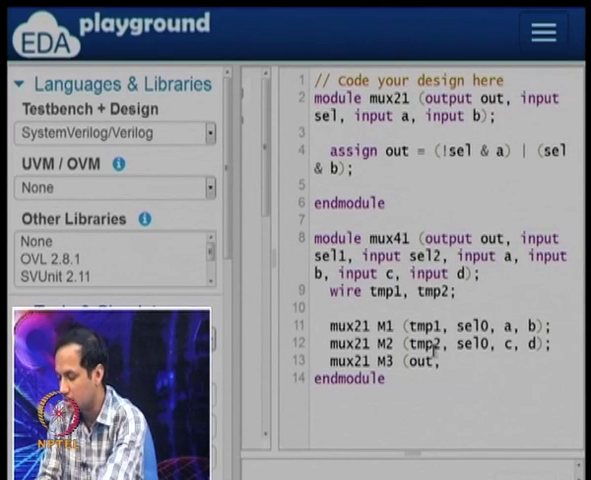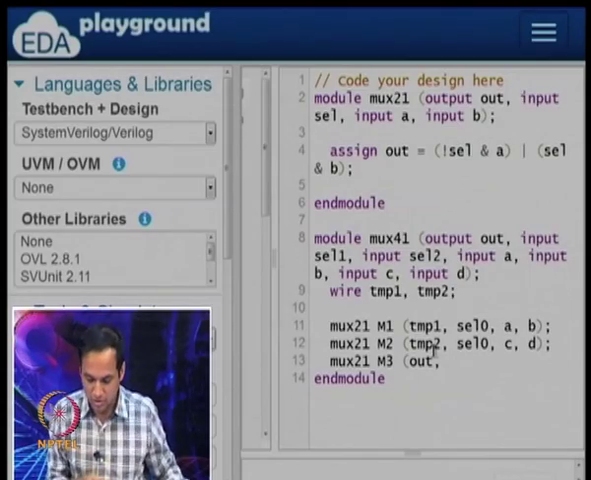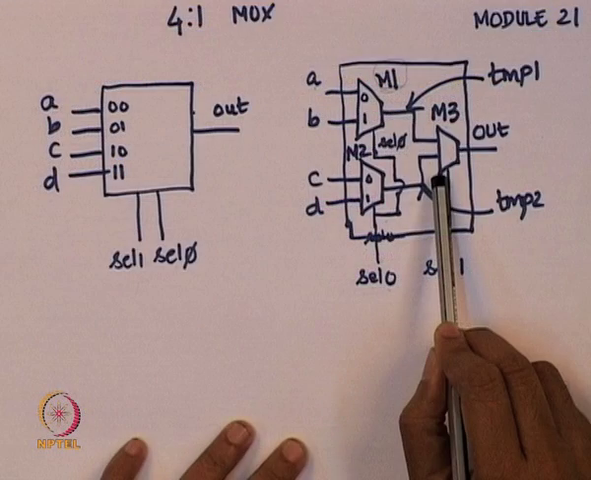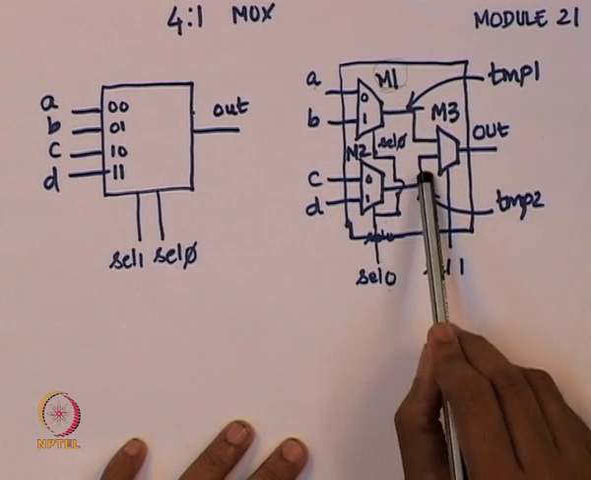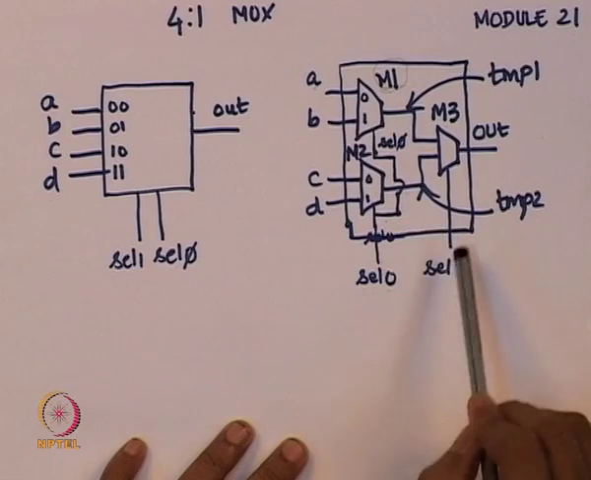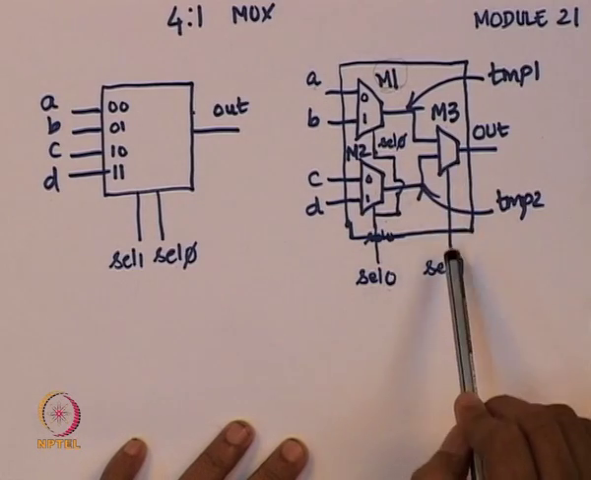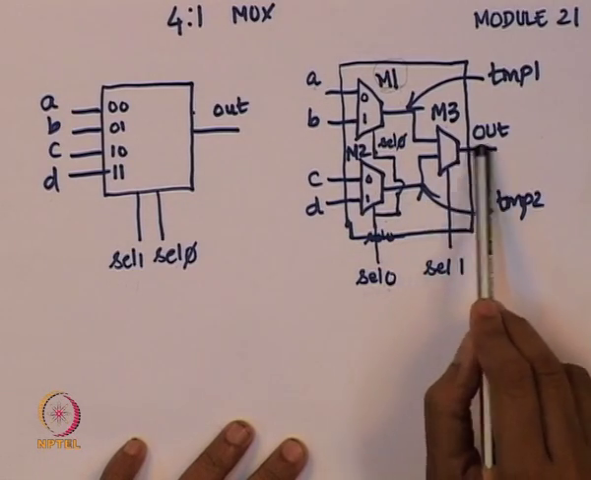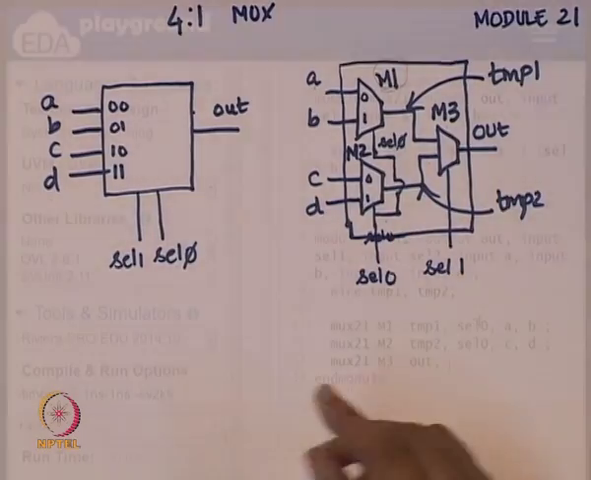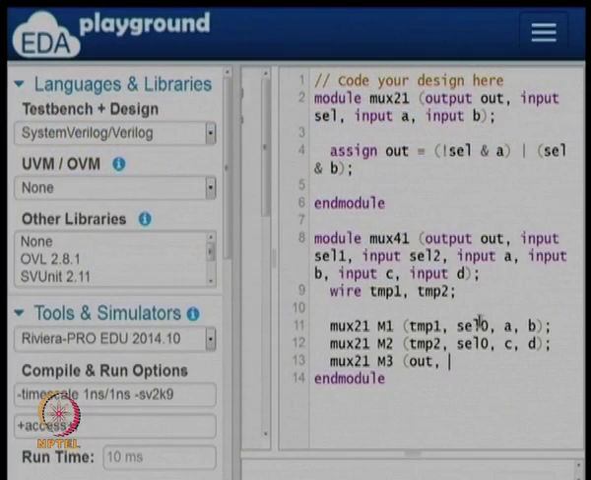and what is the final 2 to 1 mux supposed to do? So let us look at the picture again. So M3 takes select 1 as the control input or the select input, and temp 1 and temp 2 as the two inputs, and the output is driven to out directly, which is what I am going to do now. So we have out, which is the output, you can see that here. The select line is supposed to be SEL1 now, and we are passing on temp 1 and temp 2 as the other two input lines.